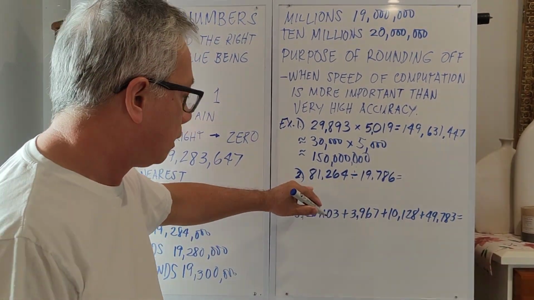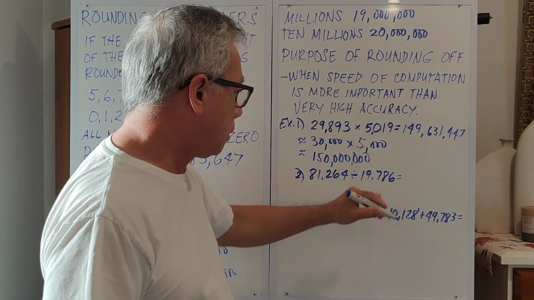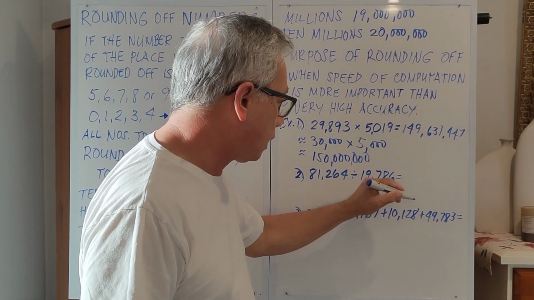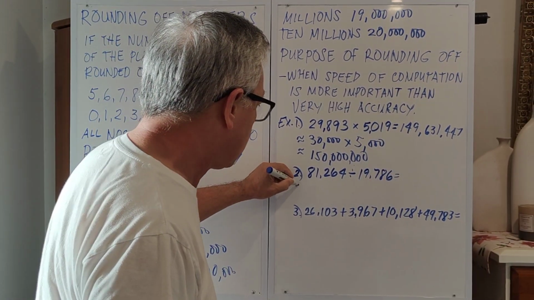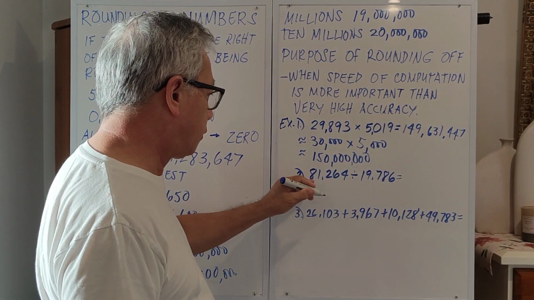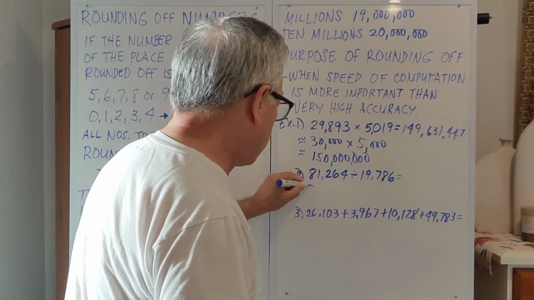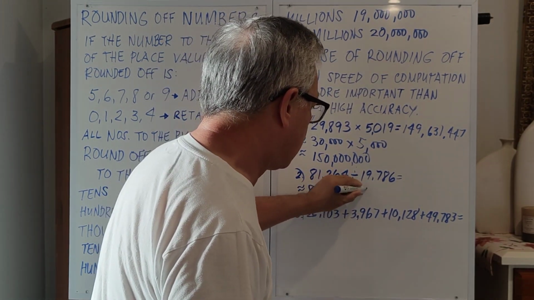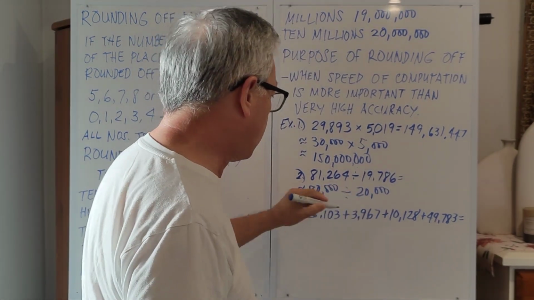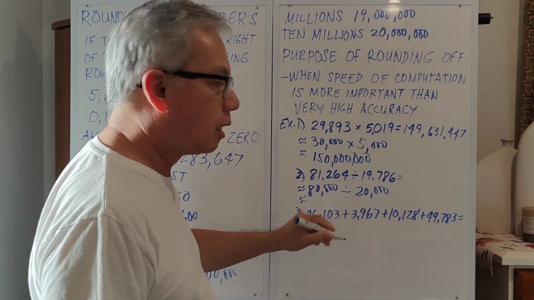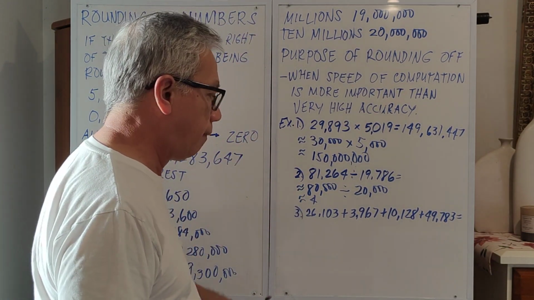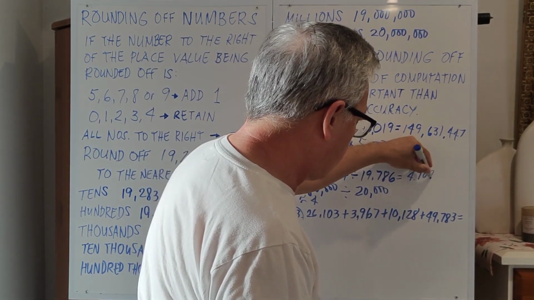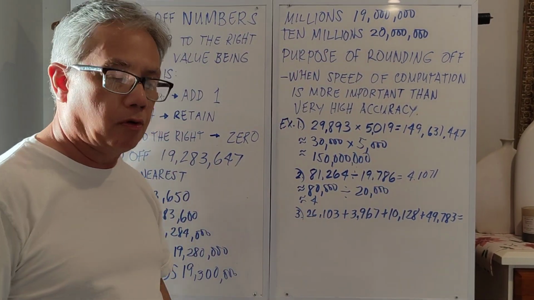If we divide this number to this number, 81,264 divided by 19,786, we can use rounding off. This one we can round off to the nearest 10,000. This one becomes 80,000. This one becomes 20,000. So this one divided by this one, 80,000 divided by 20,000 is approximately 4. The actual answer is 4.1071, which is close to 4.